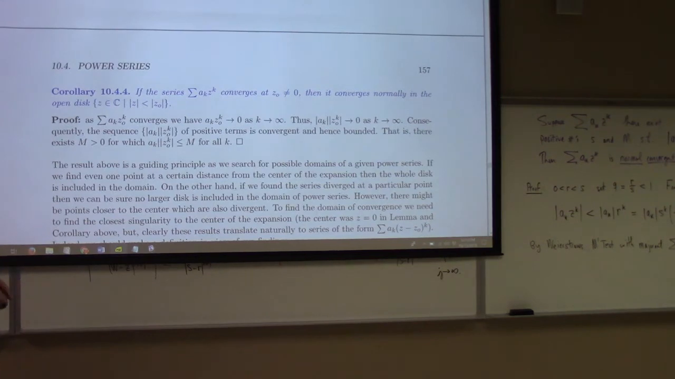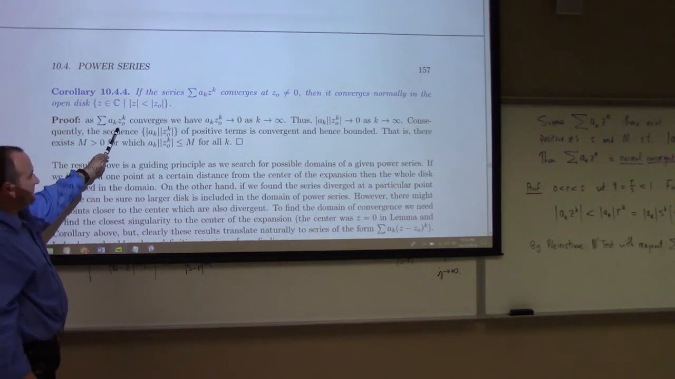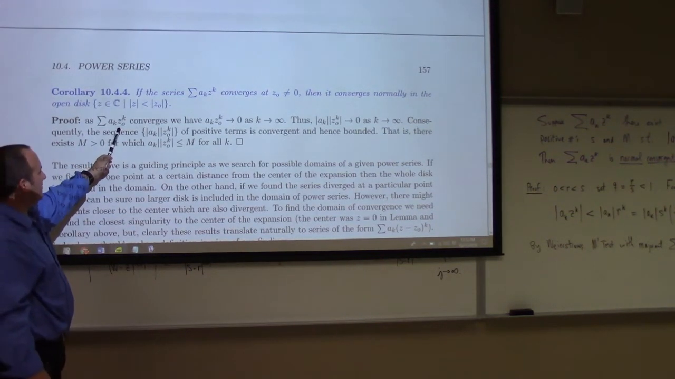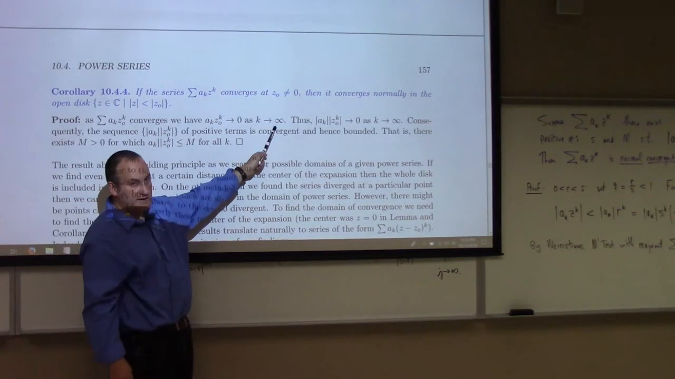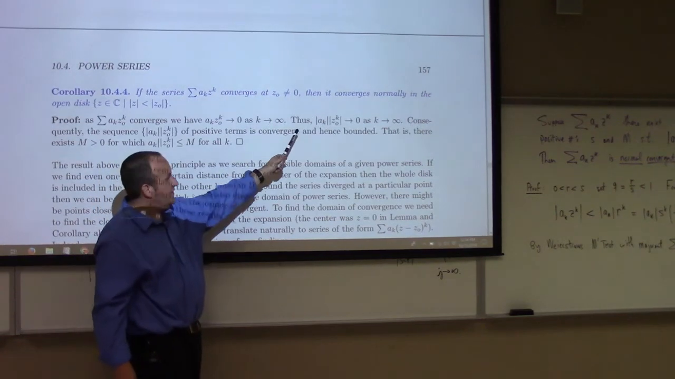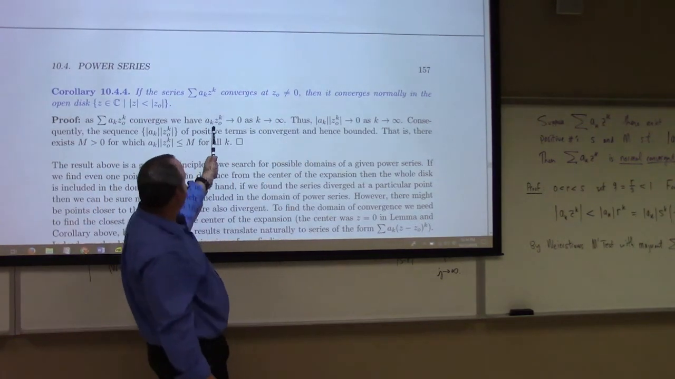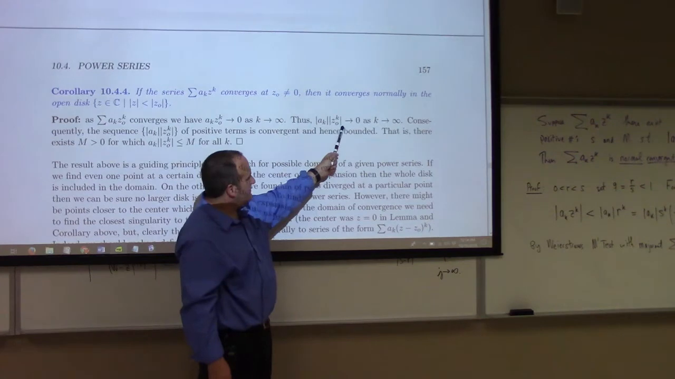And the proof is pretty simple. Here it is. If this converges, that means by the kth term test that it must go to 0 as k goes to infinity. But that gives us that the modulus of a sub k times z naught to the k goes to 0 as k goes to infinity.